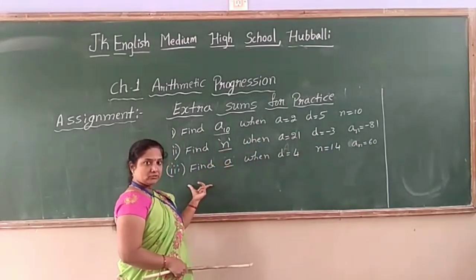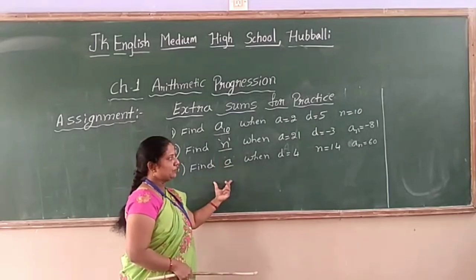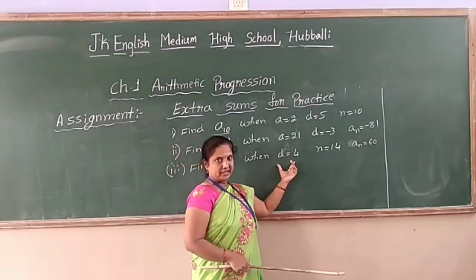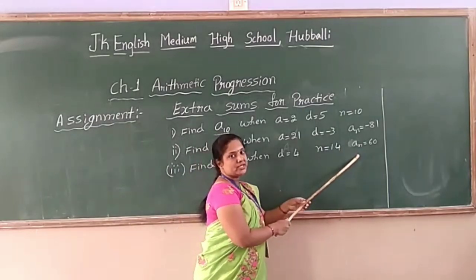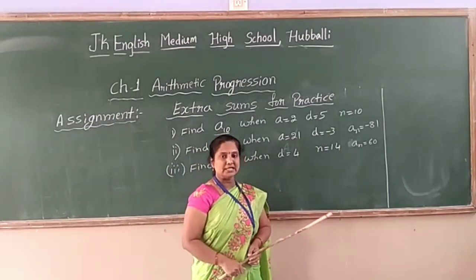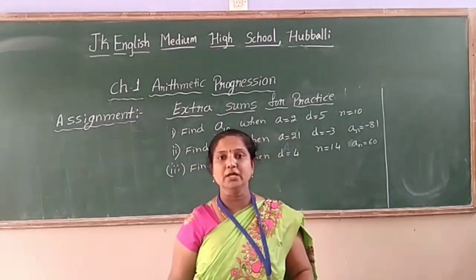And the third sum is also homework. In this sum, you have to find the a value. They have given the d value 4, the n value 14 and an is equal to 60. So by substituting these values in the formula an is equal to a plus n minus 1 into d, you have to solve the sums.